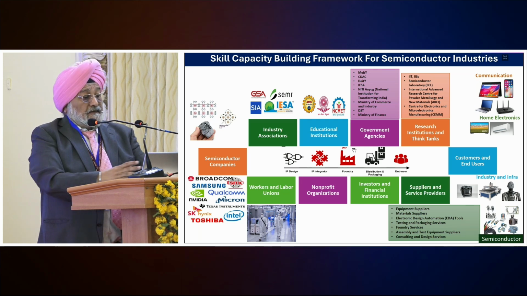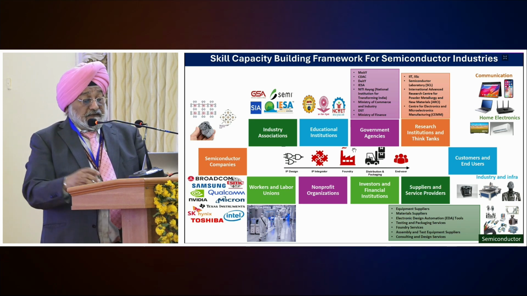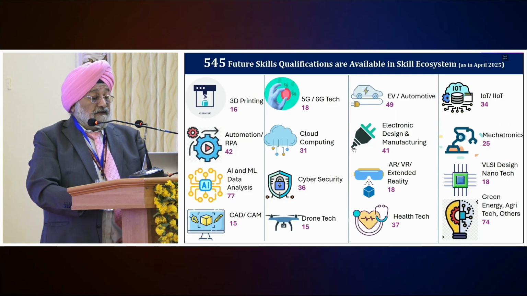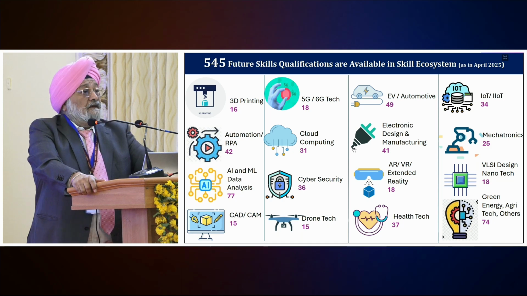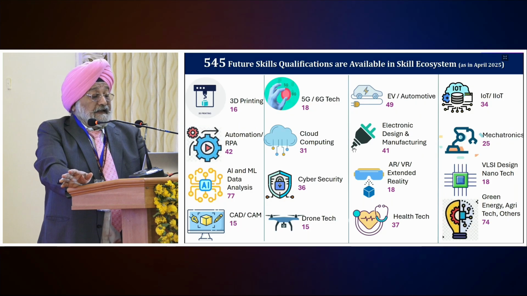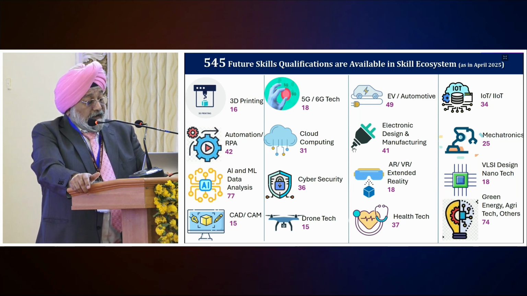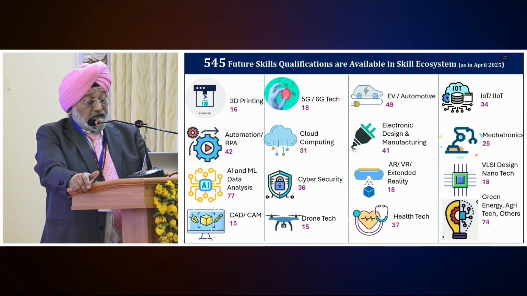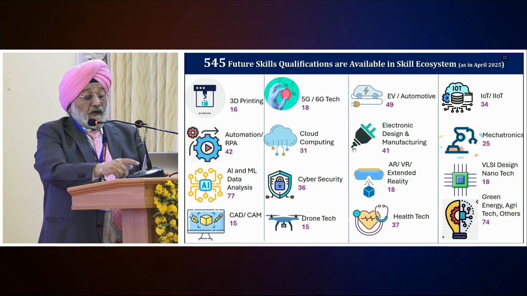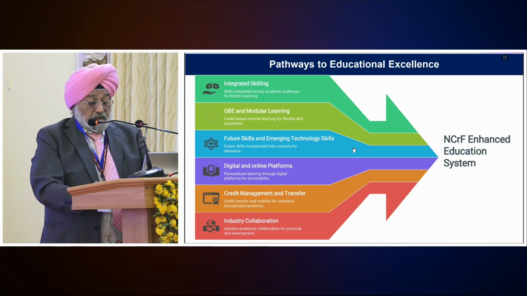Similarly, semiconductors. Now we have created the entire ecosystem for semiconductor industries, and along with the AICTE, we are developing these courses. If you want, I can share with you that national report as well. So as of today, there are 545 future skill qualifications which are available in the skill ecosystem. And they are available on the national qualification registers. 3D printing, automation RPA, AI and ML, data analytics, CAD-CAM, 5G, 6G, cloud computing, cyber security, drone tech, EV and automotive, electronic design and manufacturing, AR, VR and extended reality, health tech, IoT and industrial IoT, mechatronics, VLSI design, nanotechnology, green tech, agri-tech, others. They are all available. And you can use these to enhance your experience.